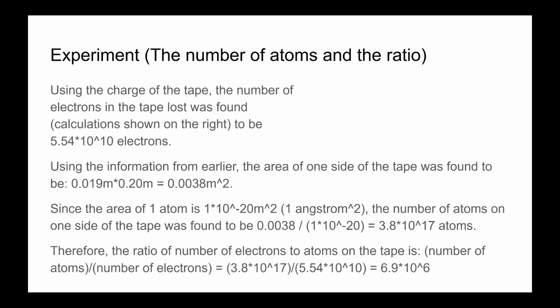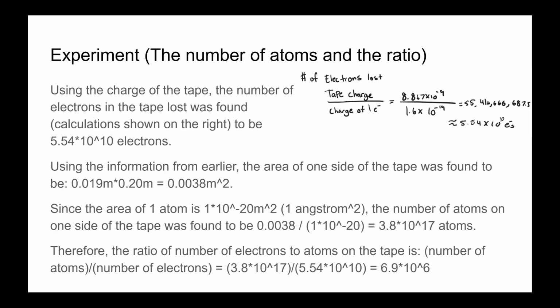So, the number of atoms and the ratio. Using the charge of the tape, the number of electrons in the tape lost was found, the calculations being on the right, to be 5.54 times 10 to the 10th electrons. Using the information from earlier, the area of one side of the tape was found to be 0.0038 meters squared. Since the area of one atom is 1 times 10 to the negative 20th meters squared, the number of atoms on one side of the tape was found to be 3.8 times 10 to the 17th atoms. Therefore, the ratio of number of electrons to atoms on the tape is 6.9 times 10 to the 6th.